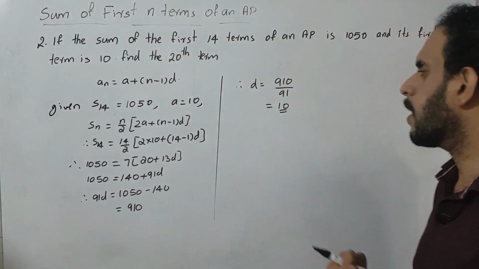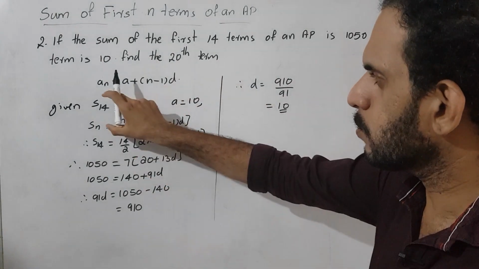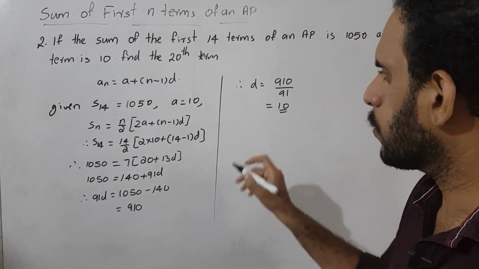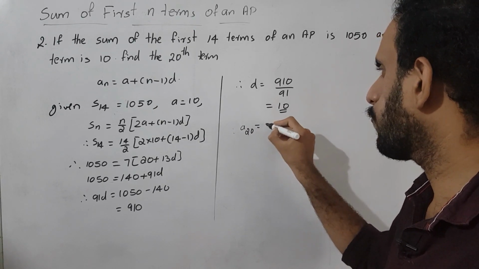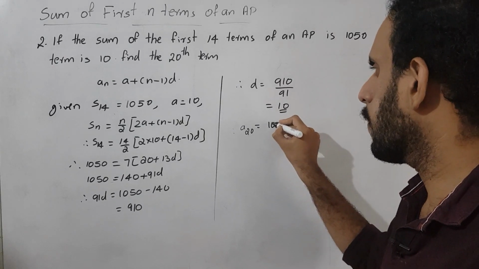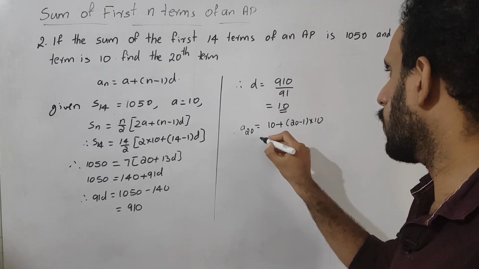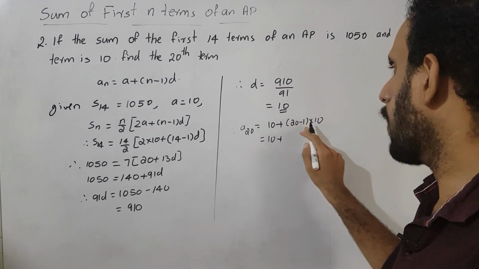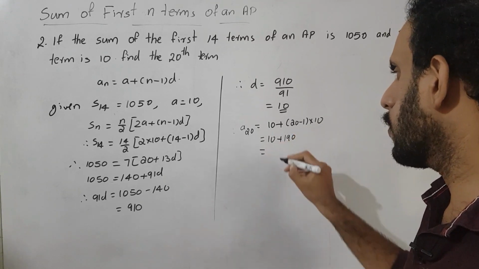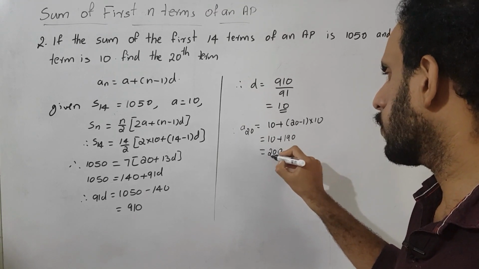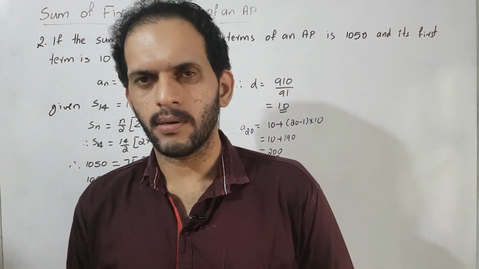Okay, so here we got the value of d. The question is not over here. Next we need to find the 20th term. So we use the equation an is equal to a plus n minus 1 into d. Therefore a20 is equal to a, that is 10, plus 20 minus 1 into d, that is 10. Then 10 plus 19 into 10, which is 190. Then 190 plus 10 is 200. So what is the 20th term of this AP? The 20th term of this AP is 200. Okay.